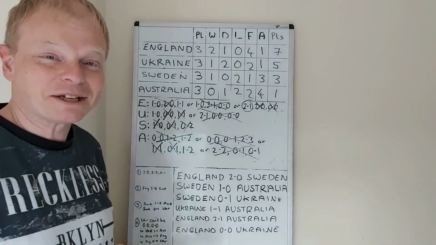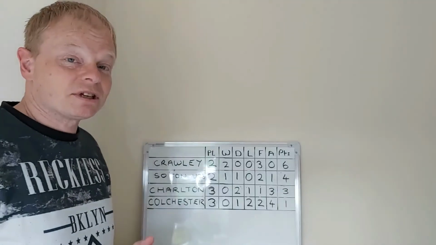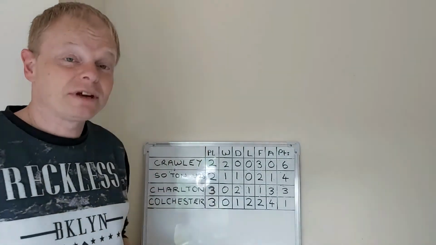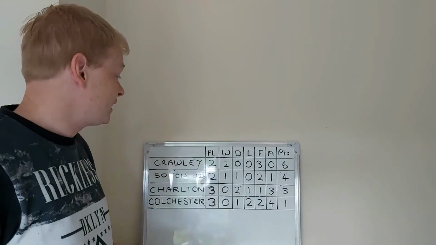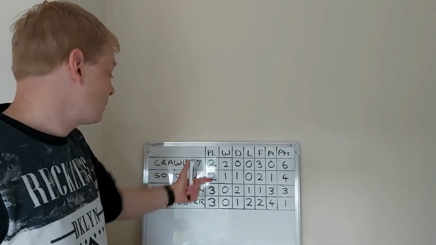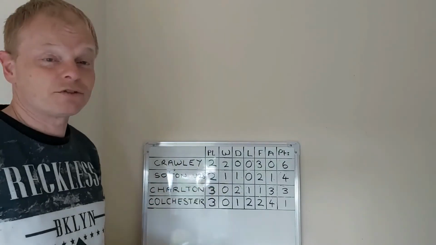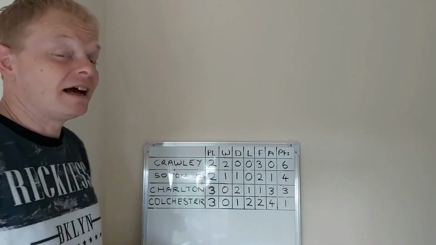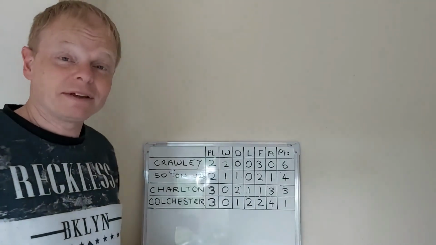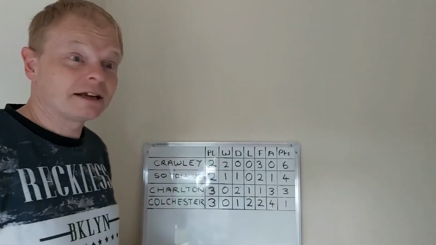Okay, let me get you the next puzzle. Now this one's slightly different because before we'd always had each team playing three matches. In this one you can see Crawley have played two, Southampton under-23s have played two, Charlton have played three and Colchester have played three. This is actually a real-life league table from back in 2016. So I will leave that one with you, and enjoy trying to solve it.